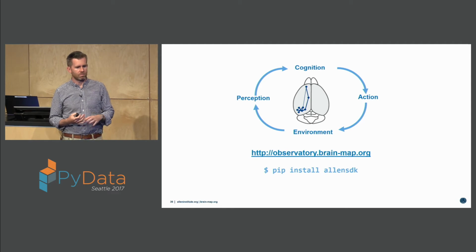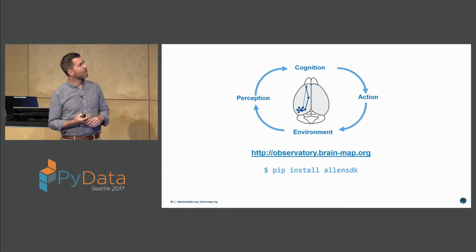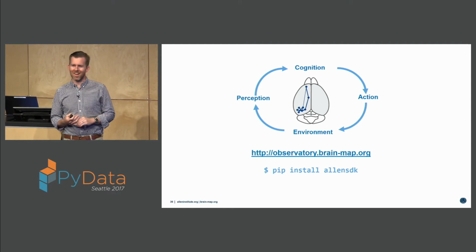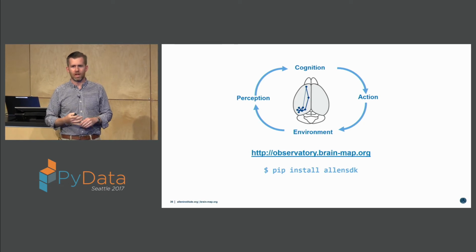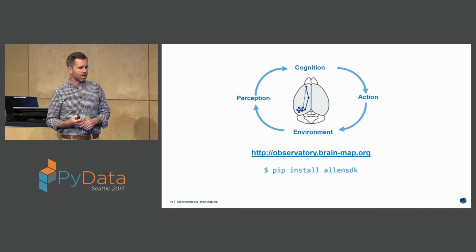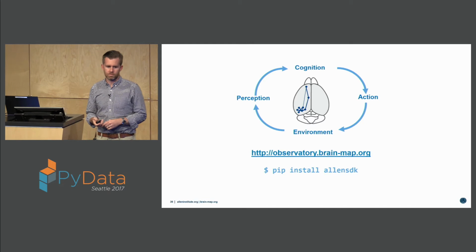around, well, I'm not going to make any promises on time, but at some point in the not too distant future, I hope, all of this data will get deployed, along with all of the Allen Institute's other data products, to observatory.brainmap.org, and you'll be able to download all of it with a simple pip install.